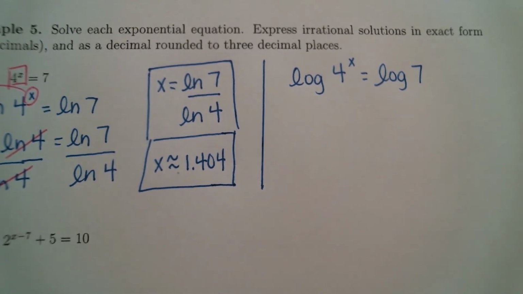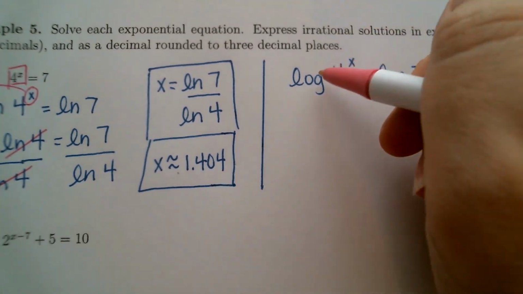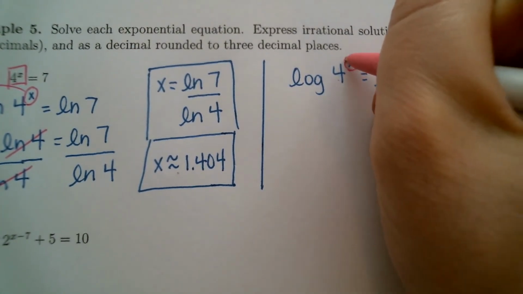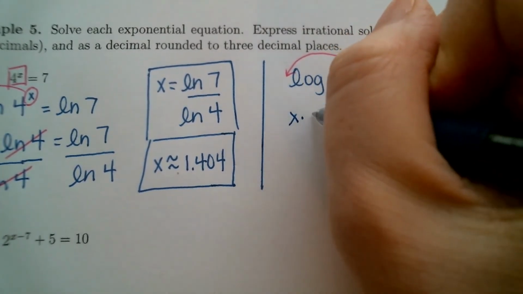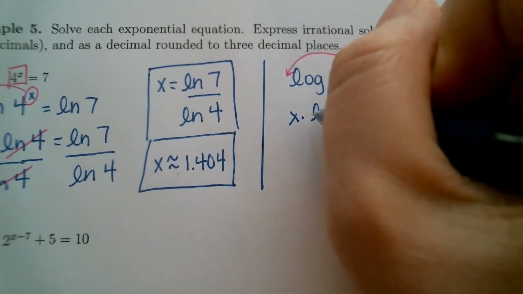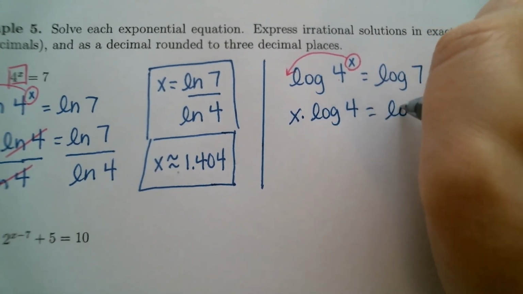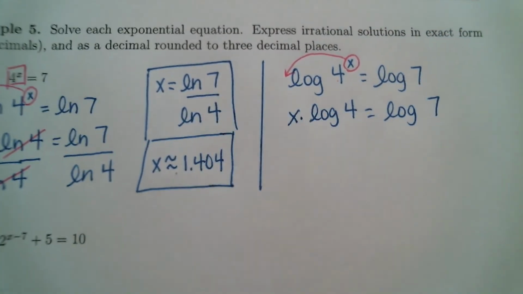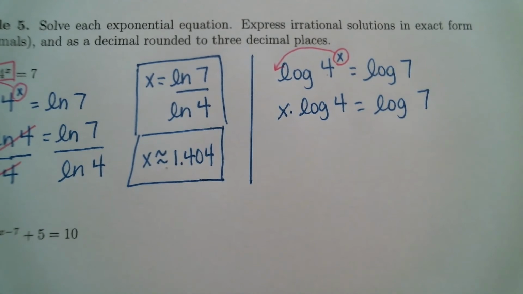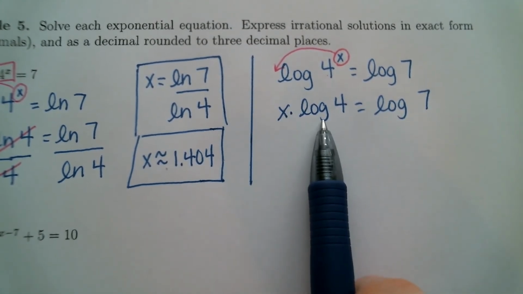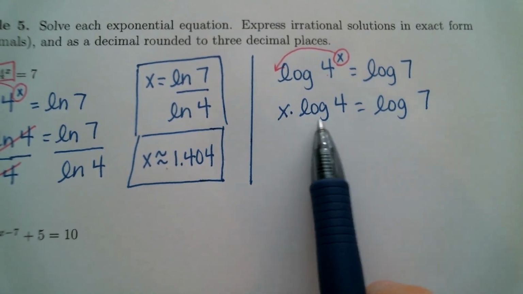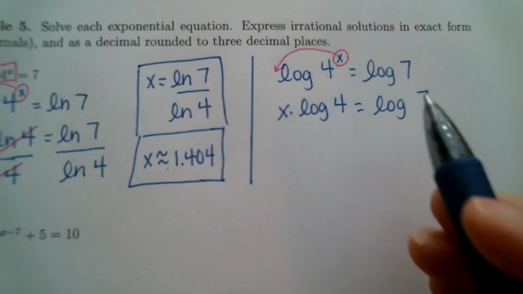Again, on the left, you've got the logarithm of something to a power. You can bring this power down. So we've got x times the log of 4 is equal to the log of 7. If you type into your calculator, both log of 7 and log of 4 are going to be crazy decimals. Again, this is just x times a number. x is out of the power now, so you can solve this for x by isolating the x.